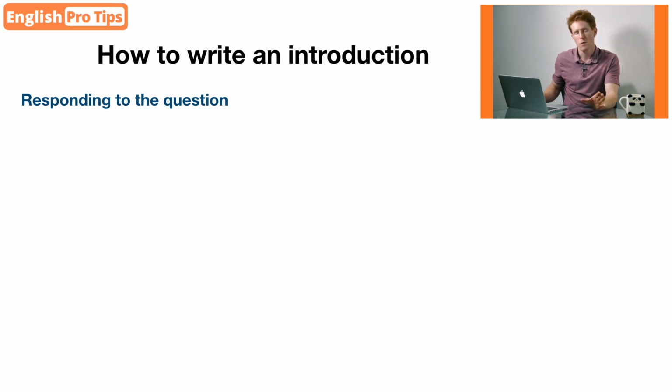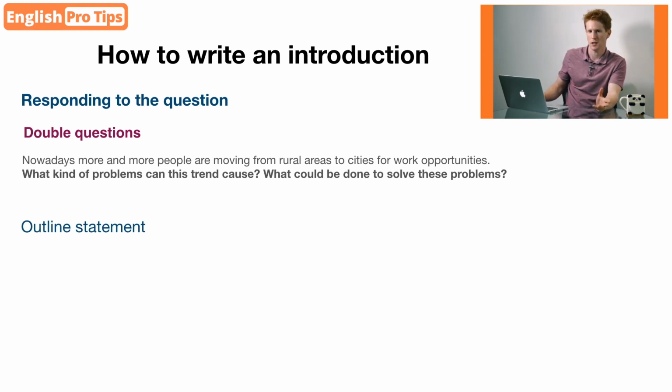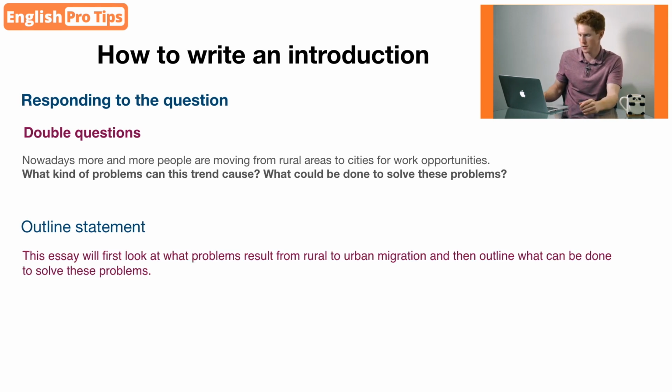Okay, now when we respond to the question, we need to check to see if we are answering a double question. So nowadays, more and more people are moving from rural areas to cities for work opportunities. What kind of problems can this trend cause? What could be done to solve these problems? Now, when we respond to a double question, like a problem and solution, I suggest that you use an outline statement. And this makes it very clear to the examiner that you're going to address both questions.